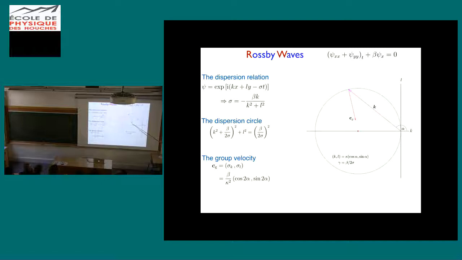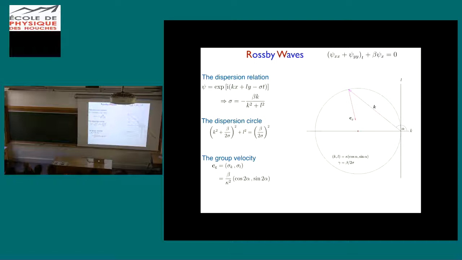So the group velocity vector is pointing towards the center of the circle in this illustration. And if you represent the wave vector using polar coordinates, so kappa being the length of the wave vector and alpha being the usual angle in polar coordinates, then the group velocity vector is at an angle 2 alpha to the axis. It's kind of confusing, and it's a result of doing some high school geometry. You should go away and do it.